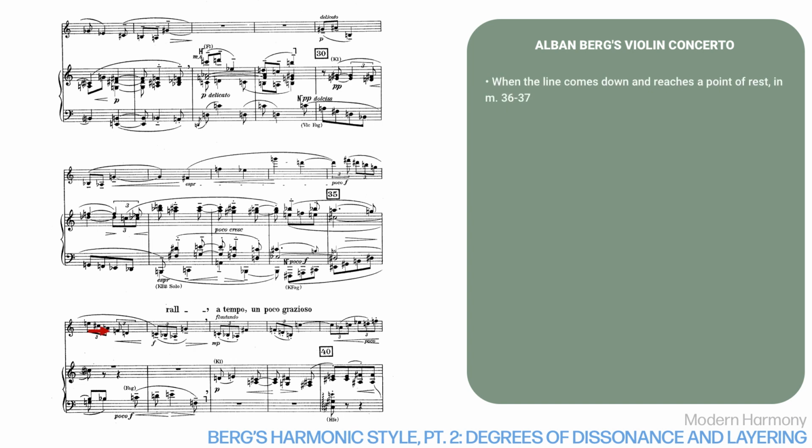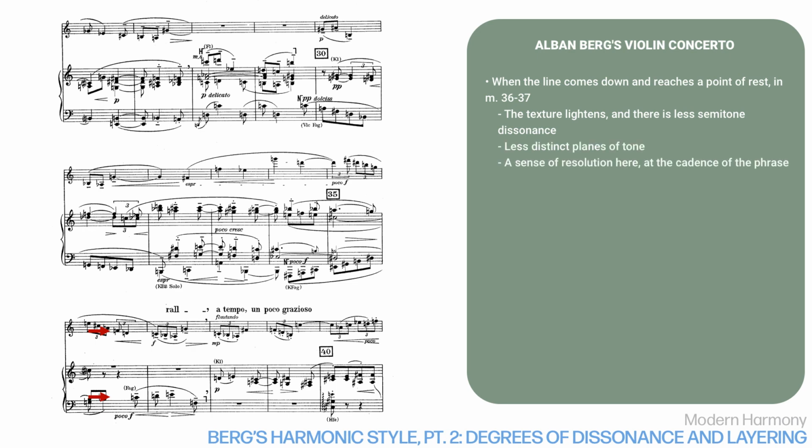When the line comes down and reaches a point of rest in measure 36-37, the texture lightens and there is less semitone dissonance. The violin and its accompaniment are also now in the same register, so there are less distinct planes of tone. In other words, there's a sense of resolution here at what amounts to the cadence of the phrase. So we have multiple planes of tone here, each with its own distinctive timbre, motive, and harmonic world.